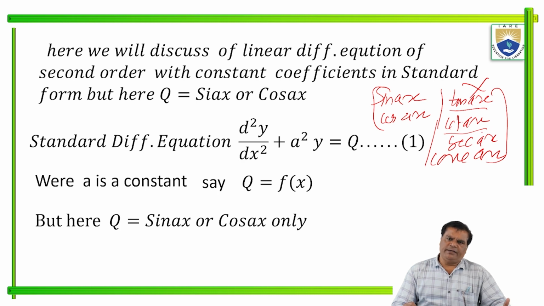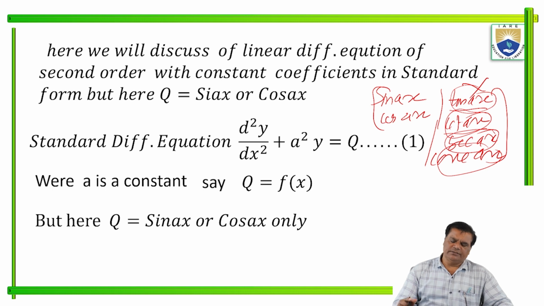We can find PI, but for those we apply a different method, which we will discuss in the next lecture: how we can find a particular integral of tan ax, cot ax, sec ax, and cosec ax. But in this lecture, we are discussing only when Q is sin ax and Q is cos ax.